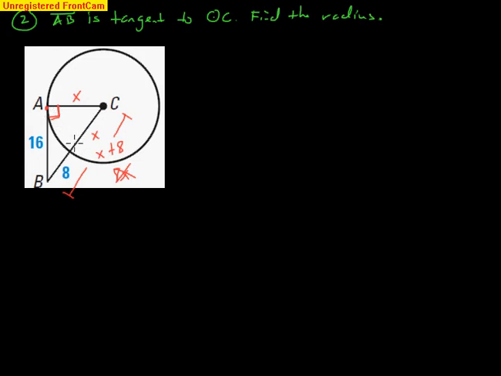And now we're going to use the Pythagorean theorem. If this is the right angle, then the hypotenuse is BC. That's going to go by itself. x squared plus 16 squared is going to equal x plus 8 squared.